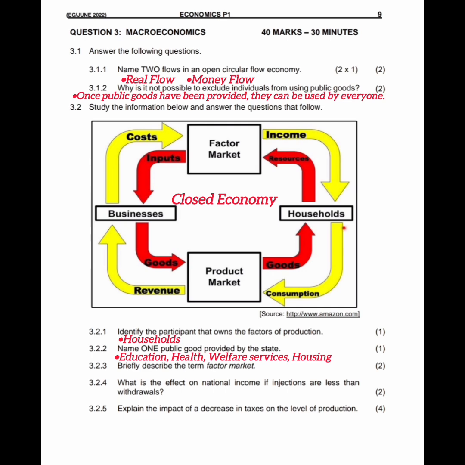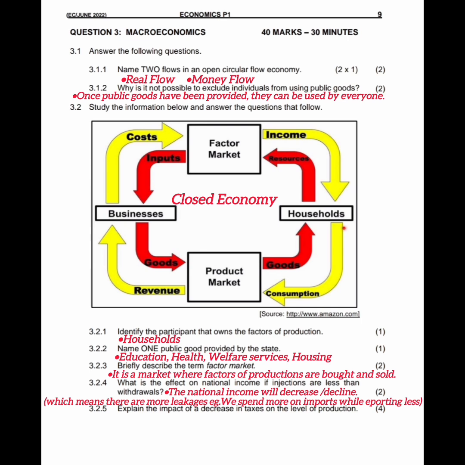And then we have our 3.2.3, briefly describe the term factor market. So a factor market is a market where factors of production are bought and sold. And we can say a factor market is a market where households sell their factors of production to the firms, right? And then we have our 3.2.4. What is the effect on national income if injections are less than withdrawals? So if our injections are less than withdrawals, then the national income will decrease or decline.